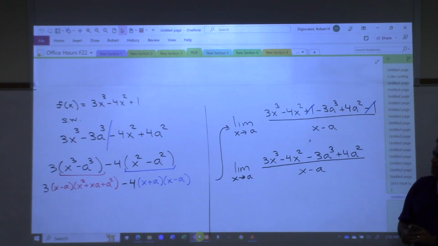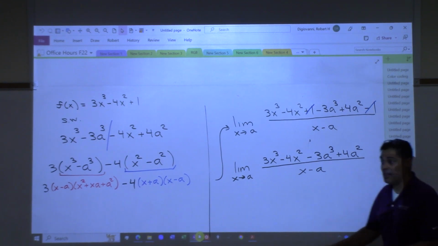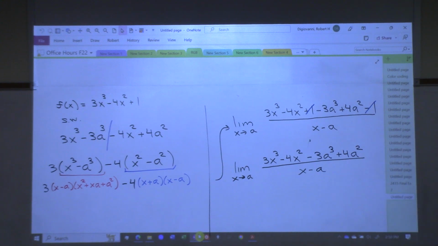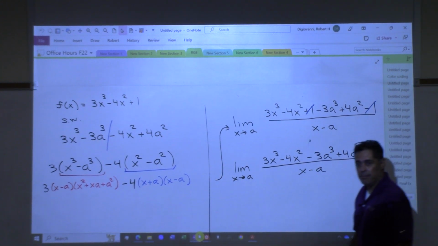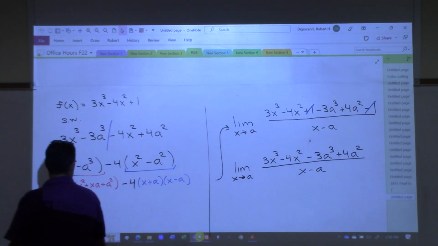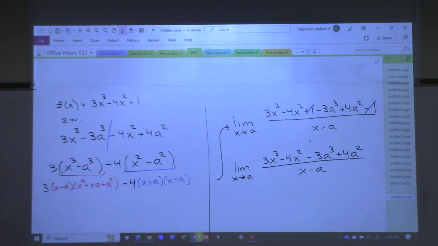I realize this is not pretty, but this is why I gave you the example. This is the last example before we move on. So just showing you how the algebra can be messy. Y'all all right with this? I mean, not all right, but do you see what I'm doing?